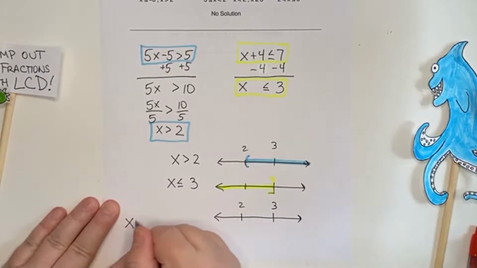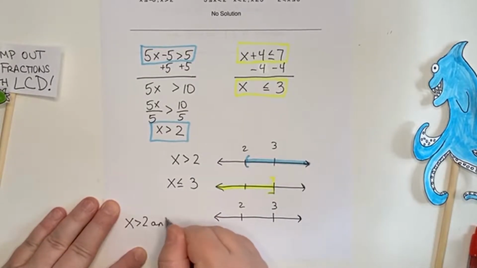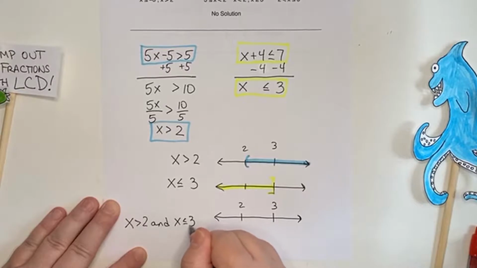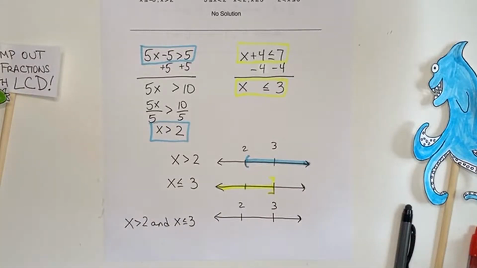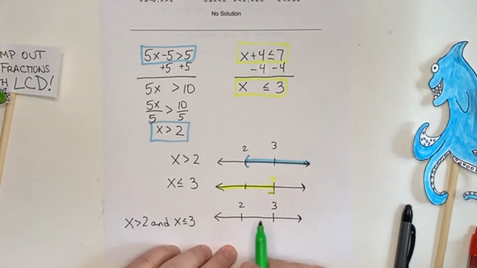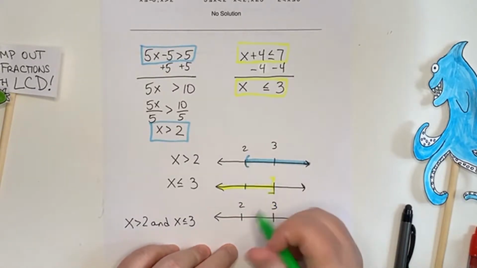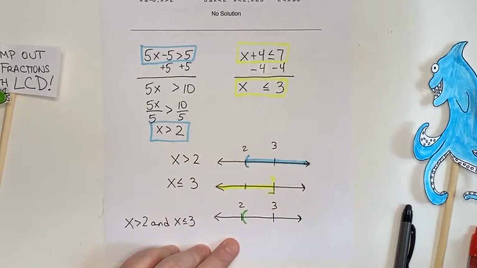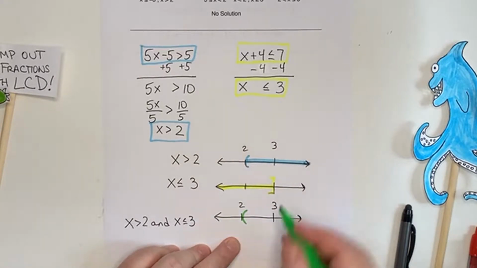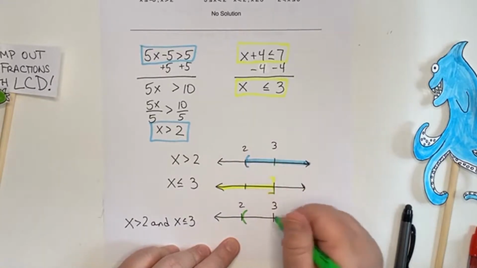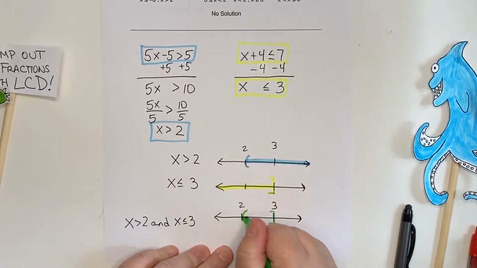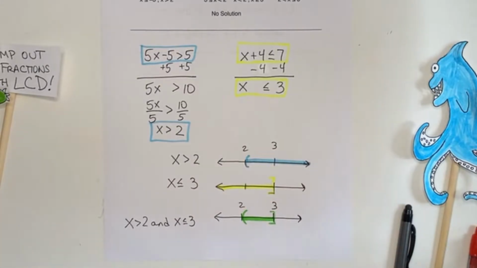So x is greater than 2 and x is less than or equal to 3. Well, that means the overlap. Now, 2 is included in the yellows, but not in the blues. So we're going to just have that parenthesis there. 3 is included in both, so I'm going to have a bracket there. And it looks like that.